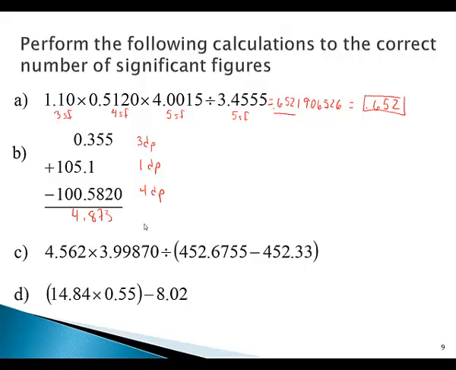We can only report the answer to the least number of decimal places. In this case, it's 1 decimal place. So we will only be keeping those values. This is 5 or greater, so we have to round up. So our final answer would be 4.9.